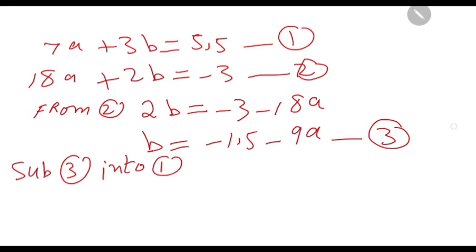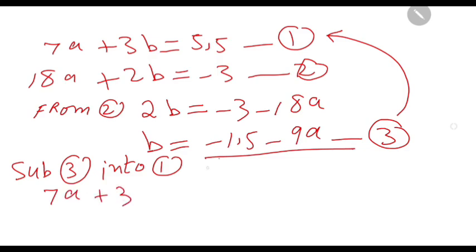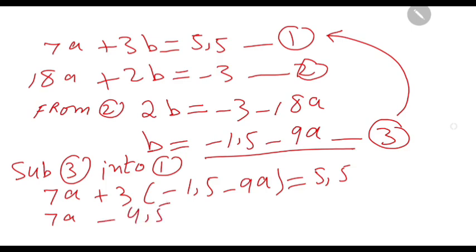Must remember we didn't use the 1, so I'm going to put back into the number 1. In place of b, I'm going to use this value. So 7a plus 3, and in place of b it's going to be a -1,5, minus 9a is equal to 5,5. Now I'm going to use the calculator. 7a becomes a -4,5. I multiply 3 inside, -27a is equal to 5,5.